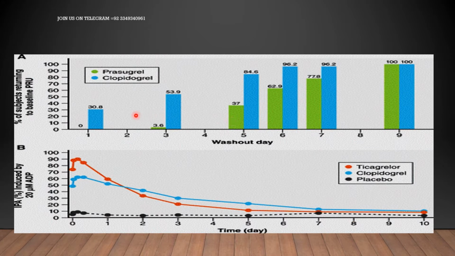So we can see that this is more for prasugrel. We can see here the washout days, and clopidogrel still is there. And this is the offset of inhibition of platelet aggregation on ticagrelor, clopidogrel and placebo that we can see here. So we can see that there is quite a bit of difference between the two agents.